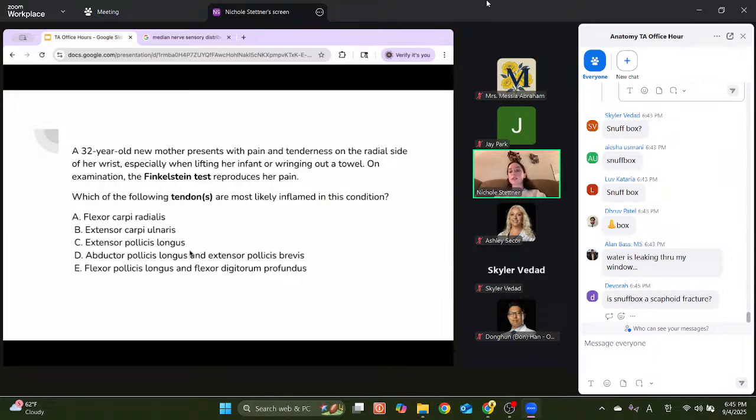Yes, sorry, snuff box is scaphoid fracture. I don't know if I actually even said that. So let's all try this question, please.